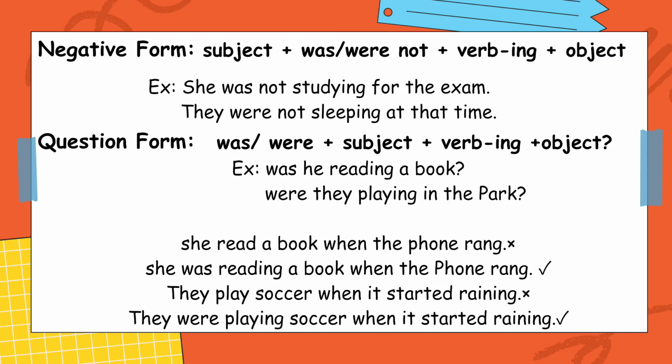Now see some examples. She read a book when the phone rang, which is a wrong statement. She was reading a book when the phone rang, which is a correct statement. They play soccer when it started raining, which is a wrong statement. They were playing soccer when it started raining, which is a correct statement.